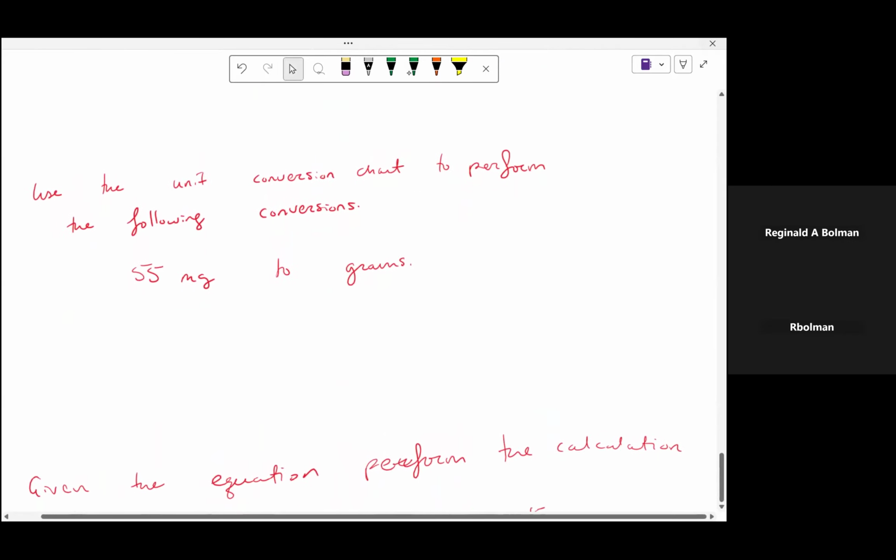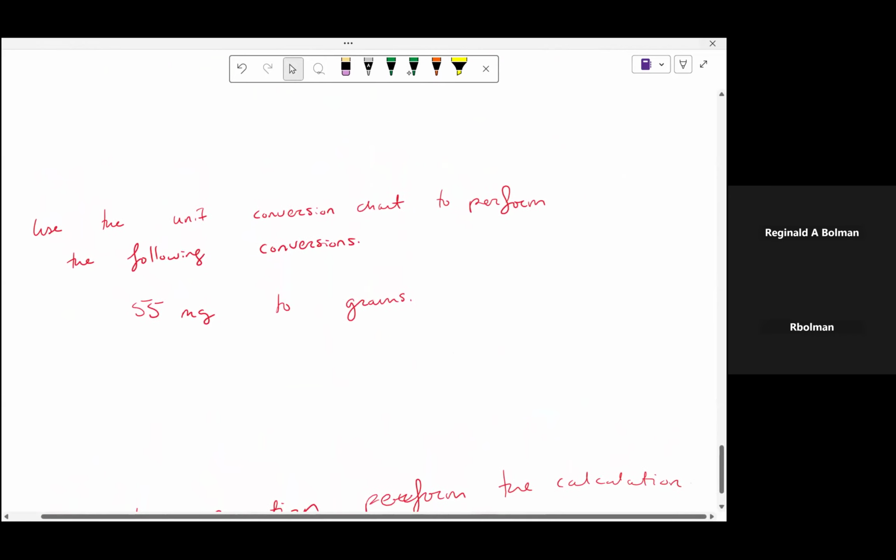All right, the third style of problem that you'll encounter on your homework are called unit conversion problems. For a unit conversion problem, you're going to have to go to your unit conversion chart, bust it out, and do a quick conversion.